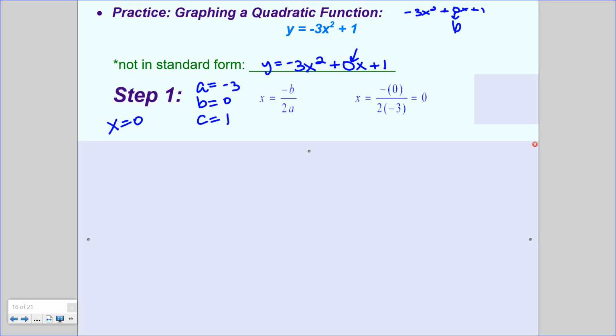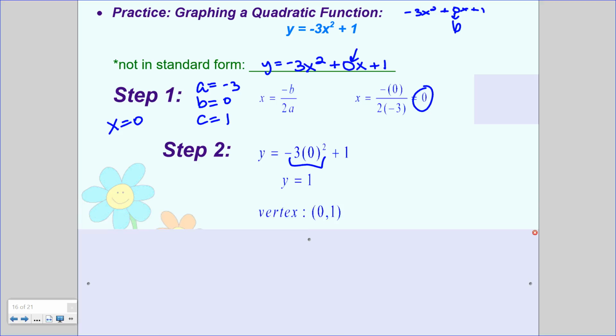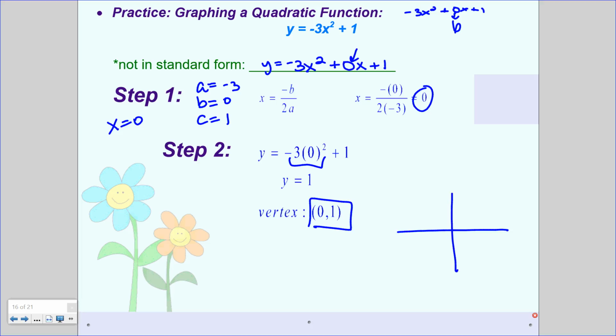Now we want to find the y value of the vertex. So we're going to replace the x's in our quadratic equation with 0 and solve for the y. So negative 3 times 0 squared plus 1 will give us the y. All of this simplifies to 1. So y equals 1. That means our vertex is the point 0, 1. So again, at this point, you should have sketched your axis of symmetry, x equals 0, and the point 0, 1 is where your vertex falls.